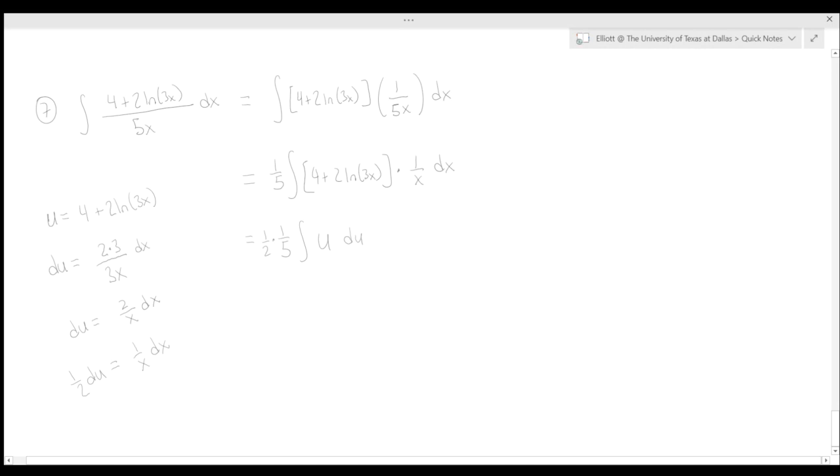Okay. All right. From there, we can write it as 1/10, and then the integral of u du would be u squared over 2. So finally, we'll get, let's write it as 1/20, and then u squared, we'll replace u with 4 plus 2 ln of 3x, and then squared plus C. All right, any questions about that?